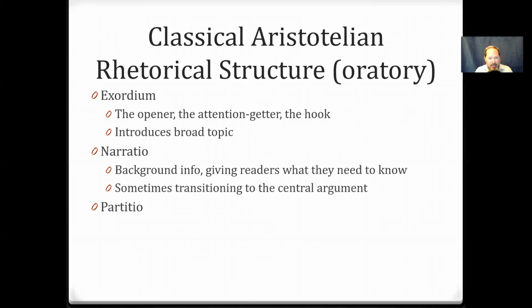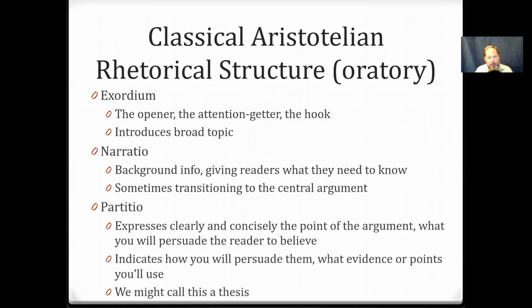The narratio is like a narration. It's giving background information, giving readers what they need to know, which is what we do in our essays. In the speech making, it was giving the audience what they need to know before the speaker moves on to their argument. So sometimes it would have to transition to that central argument, and that's what the partitio was. A partition. It's almost like a dividing point between the introduction and the rest.